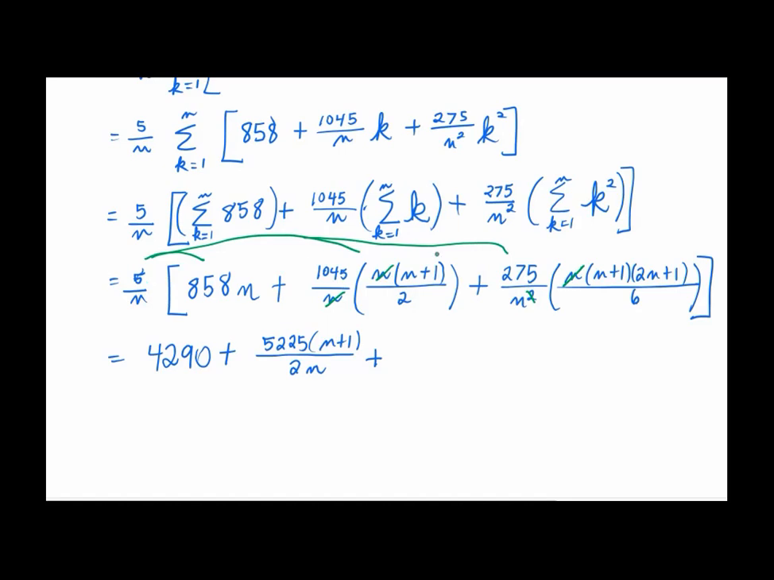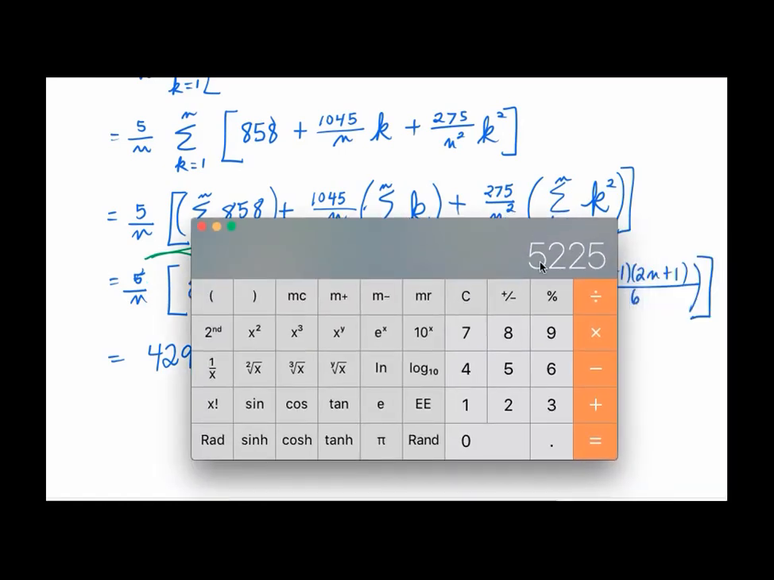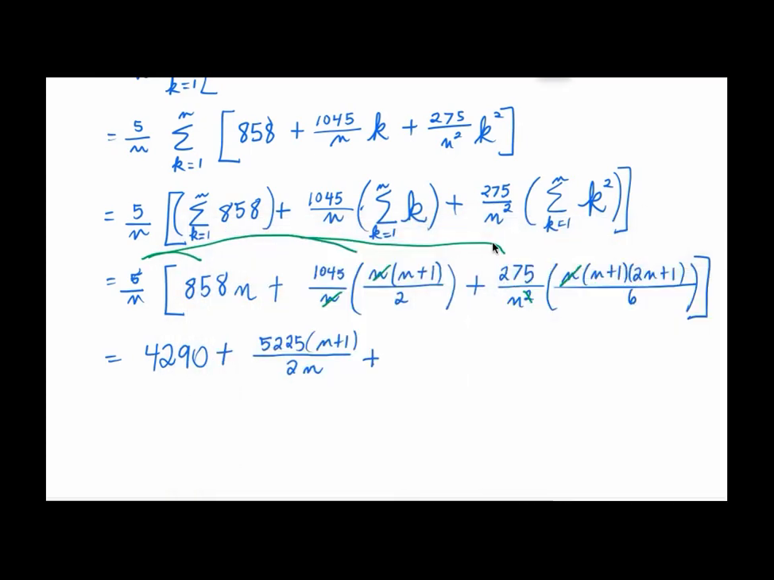So we'll go ahead and multiply the 5 times 275 to get 1375. That's the 275 times the 5 is the 1375. Then I have times n plus 1 times 2n plus 1. I'm going to go ahead and FOIL that. So we'll get 2n squared plus n plus 2n is plus 3n plus 1. That is all over 6n. Okay. So we need to keep going here and keep simplifying.